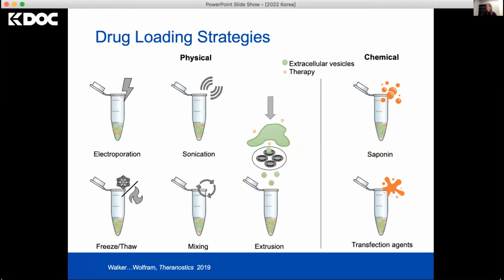In this case, because we're taking them directly from patients, we're not using any type of cell culture. We can't utilize genetic engineering, but instead we can use physical and chemical methods to get the drugs into the extracellular vesicles. This includes electrical energy, sound energy, freeze-thaw cycles, mixing, and extrusion. The most common, or the most simple, method is actually mixing, and this only works for hydrophobic drugs that can go into the lipid bilayer.